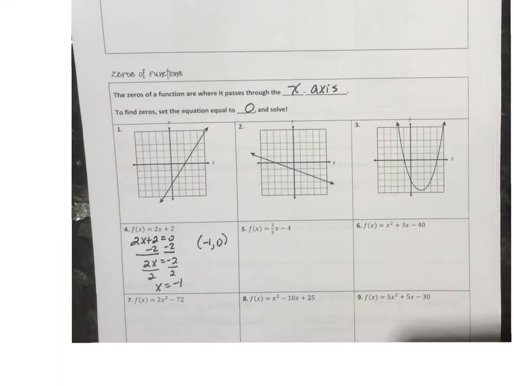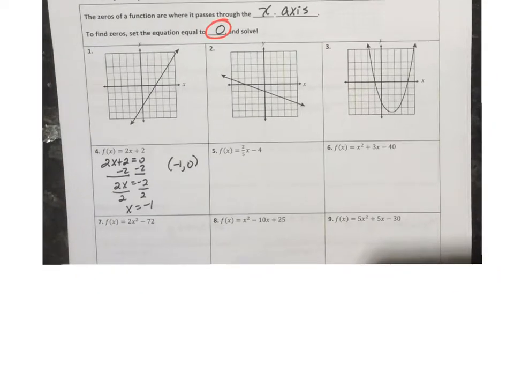On the portion down below, the zeros of a function are where it passes through the x-axis. And to find zeros, set the equation equal to 0. So remember, you have number 1 through 9 here. You have a graph. So basically, just pinpoint where the zeros are. Tell me what that coordinate point is. Same thing with number 3. What are the zeros? Tell me what those coordinate points are. On number 4, it's linear. 5 is linear. Just plug in 0 for x. I'm sorry, set the equation equal to 0, like 2/5 x minus 4 equals 0, and solve for x.